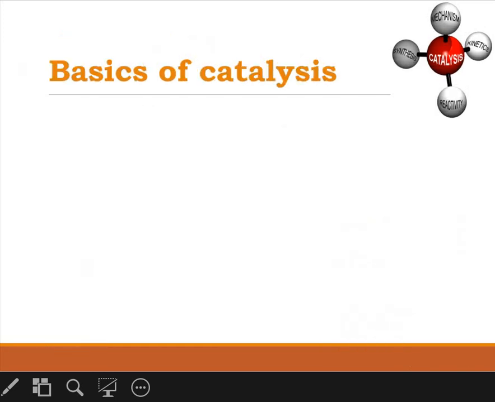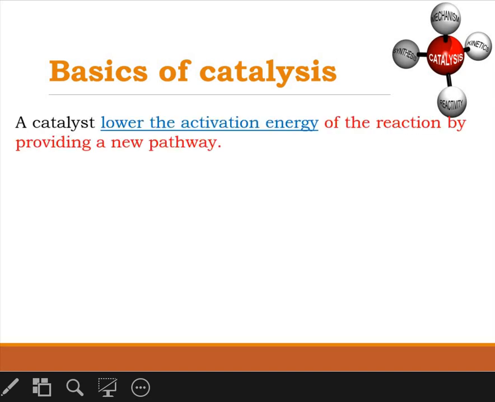How does the catalyst increase the rate of the reaction or how does the catalyst decrease the rate of the reaction? The basis of catalysis is that the catalyst lowers the activation energy of a reaction by providing a new pathway. So here it does two actions. The one is it lowers the activation energy. In the same way, it provides a new pathway.